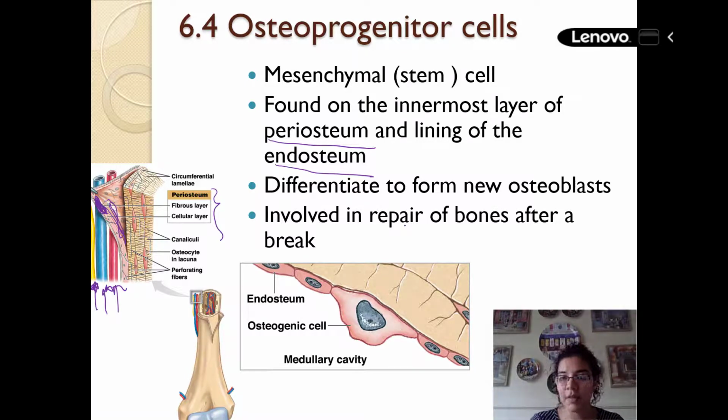They give rise to the osteoblasts, and they're involved with repair of bones after a break. Here is how they look, with the nucleus. Just quickly, these ones are in the endosteum. The endosteum is facing the medullary cavity.